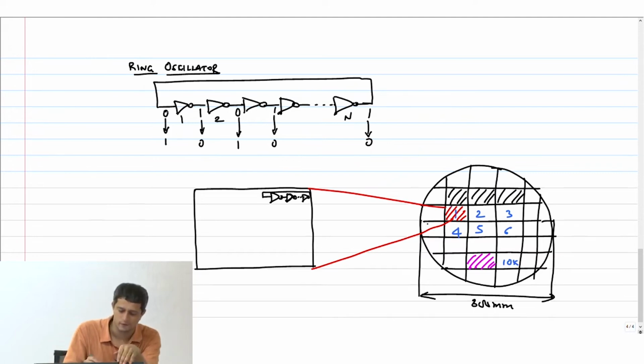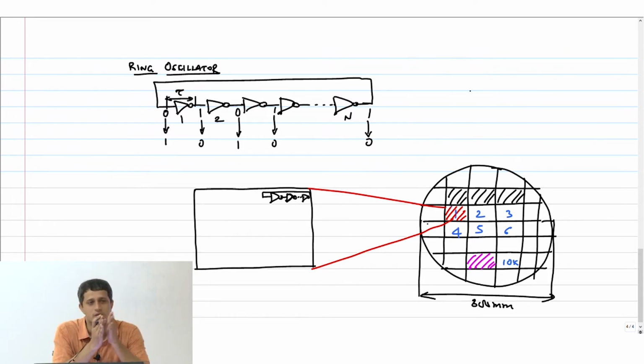So if the input switches to a 0 at time equal to 0, how long will it take for the input to switch to a 1? Let's assume that the delay across each inverter is tau. So what is the delay for the 0 to propagate across all inverters? N tau, right? N tau.